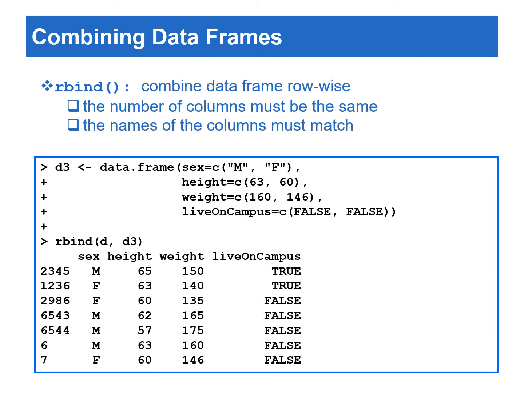We can also combine data frames by rows, by using the rbind function. To use the rbind function, the number of columns of each input data frame must be the same, and the names of the columns must be matched as well.